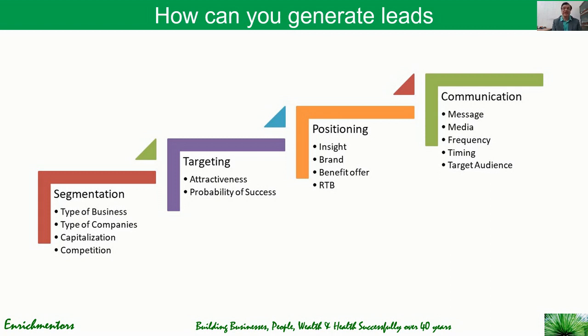So how do you do that? If you have a product and service, the first thing is you segment your market. You say, okay, who are the possible types of customers that I have? You could do this segmentation on the type of business, type of companies, capitalization, large cap, mid cap, small cap, small and medium enterprises, startups, depending on that. And you could also do it on competition. You can look at various types of competitors you have, and say, I'm going to target all the users of competitor X.